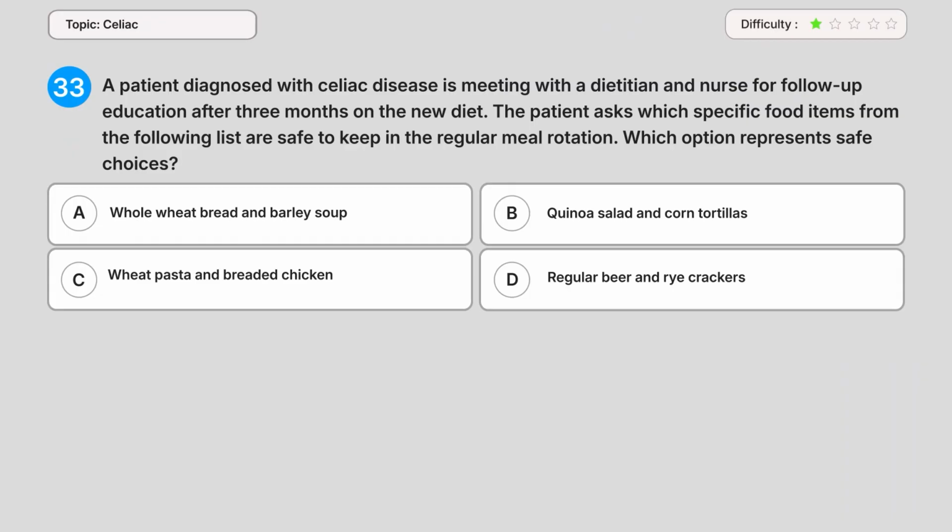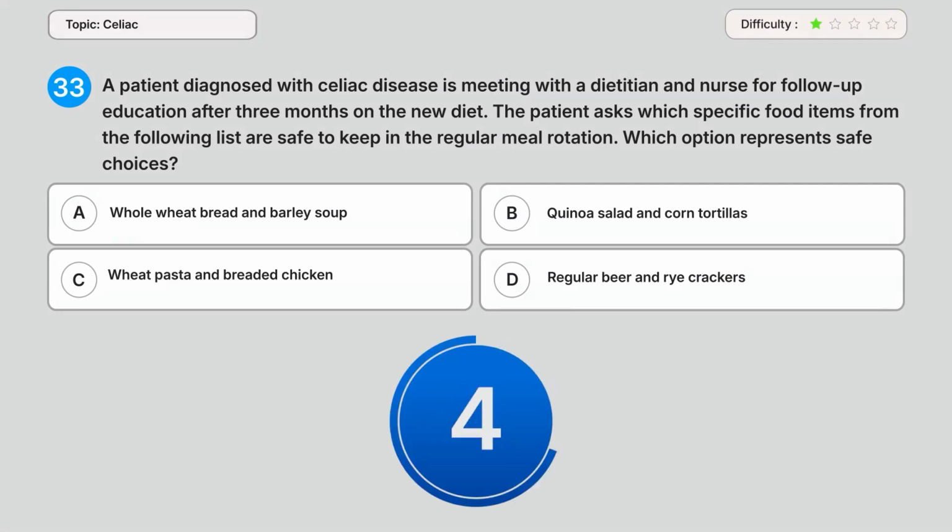A. Whole wheat bread and barley soup. B. Quinoa salad and corn tortillas. C. Wheat pasta and breaded chicken. D. Regular beer and rye crackers. What do you think is the answer?